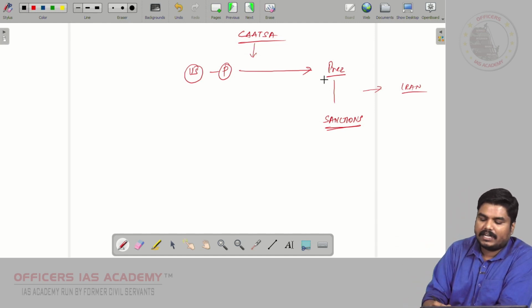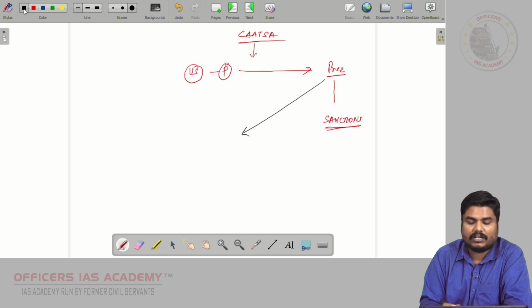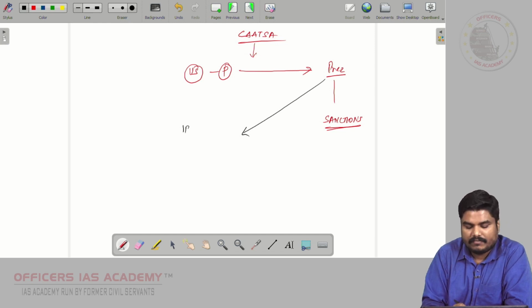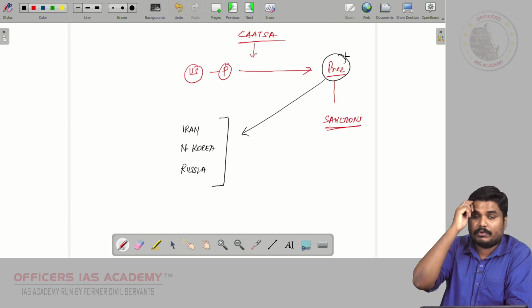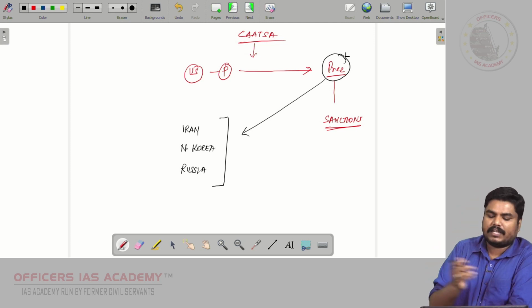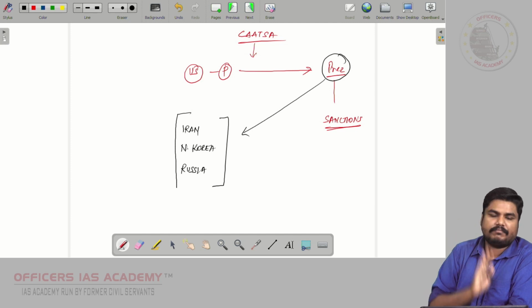So based on CAATSA, the President has imposed sanctions on 3 countries. What are those 3 countries? Iran, North Korea, Russia. On these 3 countries, the President has imposed sanctions. I mean, CAATSA has already been imposed on these 3 countries.